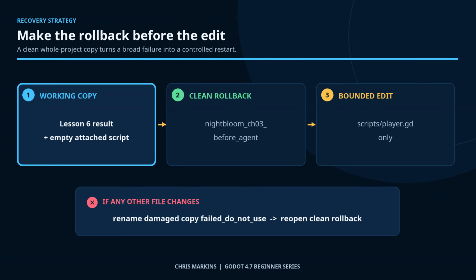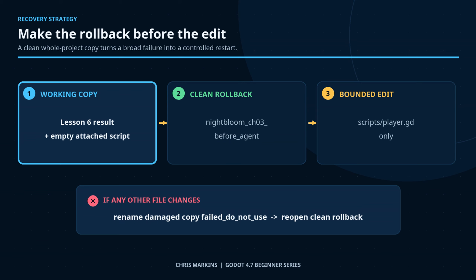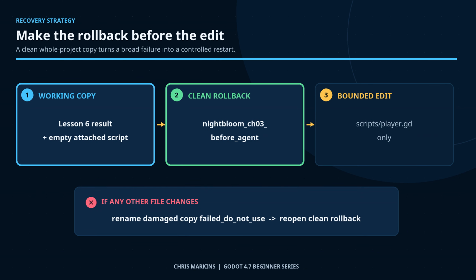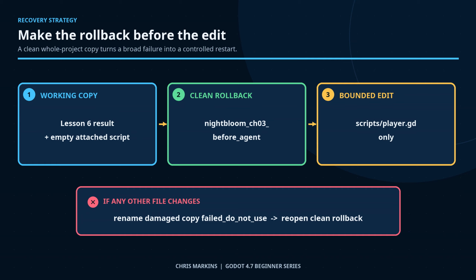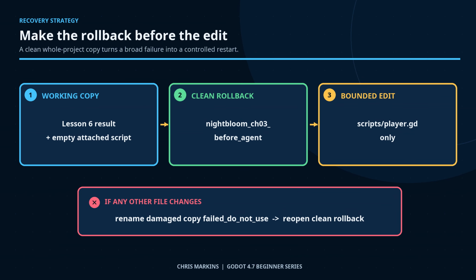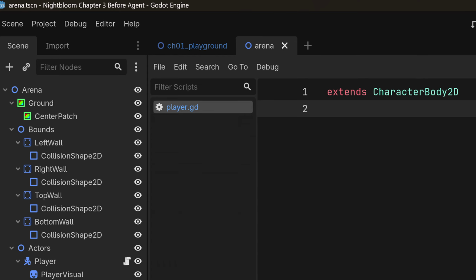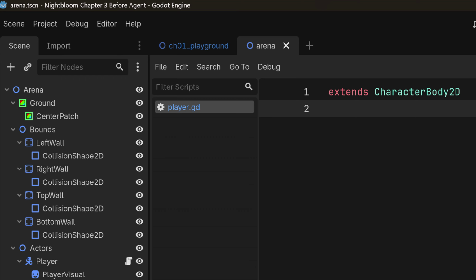If several lines are unrecognizable or another file changed, stop. Close Godot. Keep the damaged folder with failed. Do not use in its name, and reopen Nightbloom Chapter 3 before agent through Project Manager. That copy preserves the actions, player, walls, and empty attached script. Never merge recovery files over a project that is open.